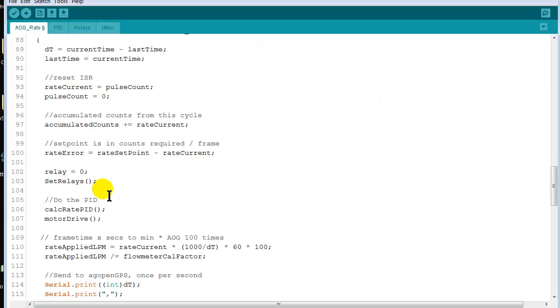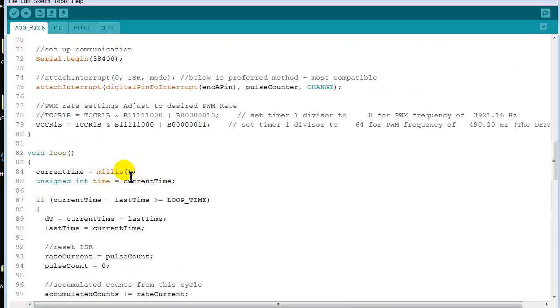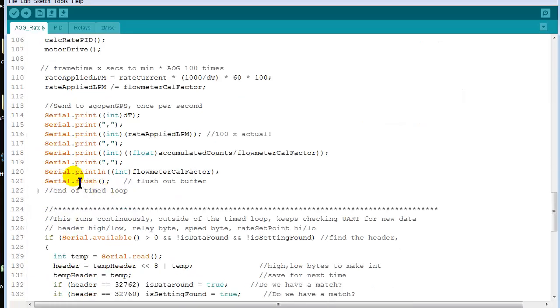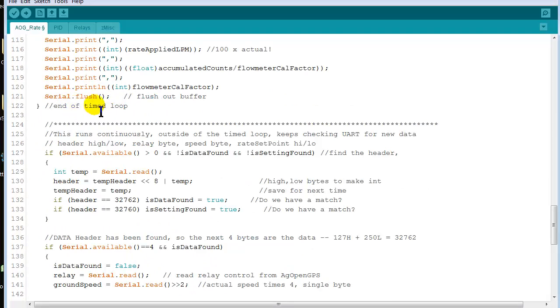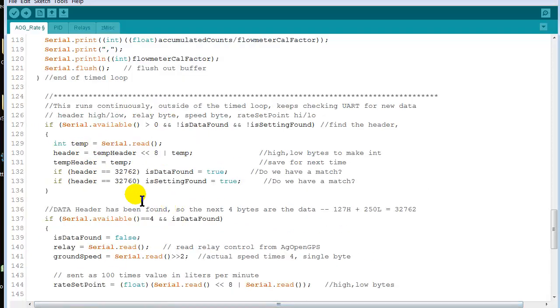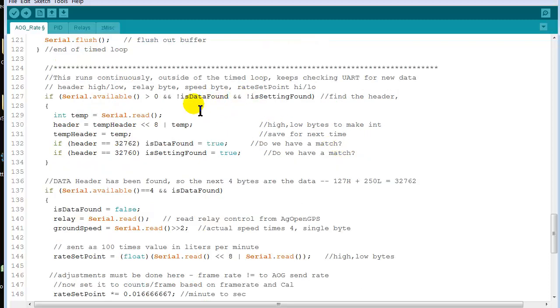Now this is the loop. Every loop time, which was 100 milliseconds, it counts the time until it hits 100 milliseconds, and then it does the loop. If it isn't 100 milliseconds timed up, then the rest of this runs all the time. And what this does is it just scans for serial coming into it from AgOpen GPS, which can send data, and it can send settings.